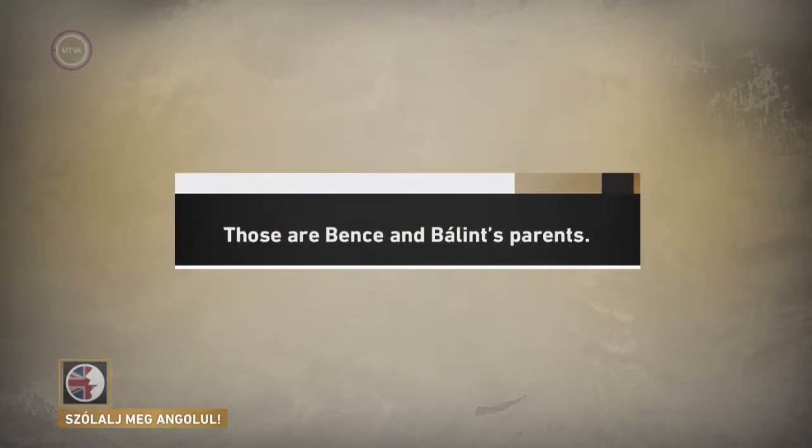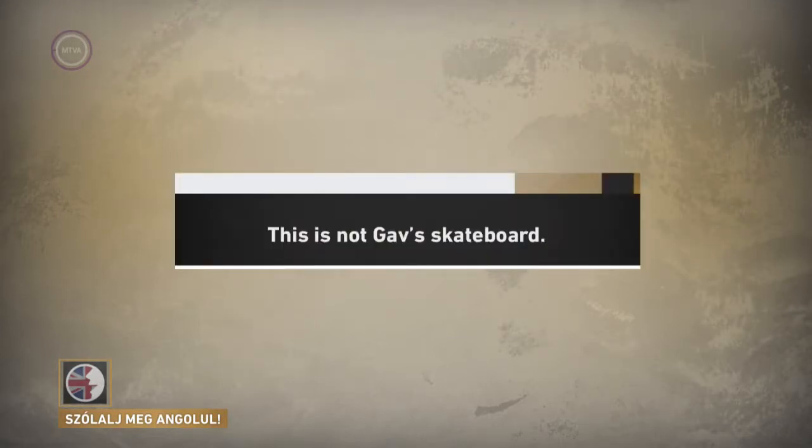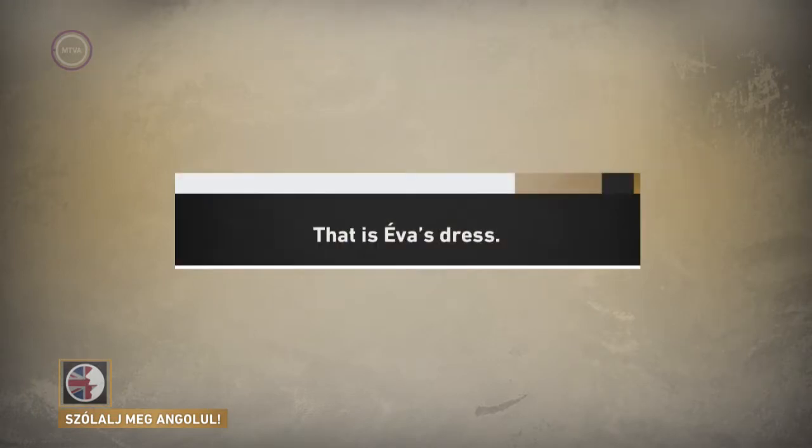Those are Bence and Balint's parents. This is not Gav's skateboard. That is Ava's dress.